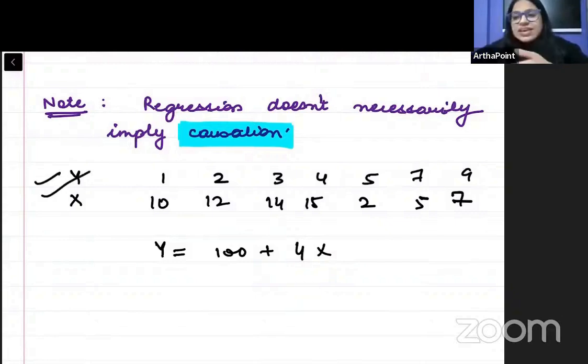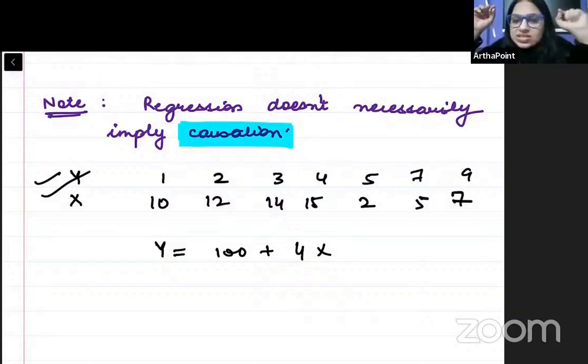मुझे तो पता ही नहीं है ये x y है क्या. I don't know what these x y's are. So how can I go ahead and tell that one is causing another? मैं कैसे बोल दूं एक की वजह से दूसरा हो रहा है? Right? So causation is justified on the basis of economic theory.